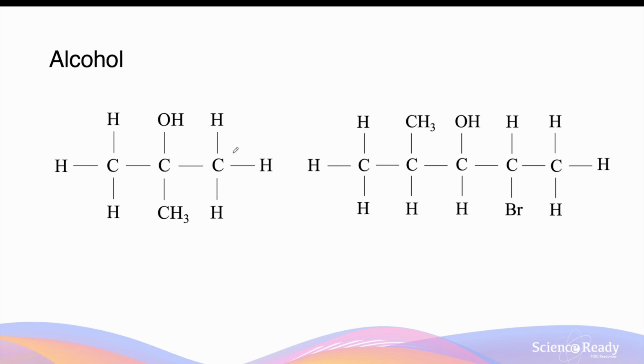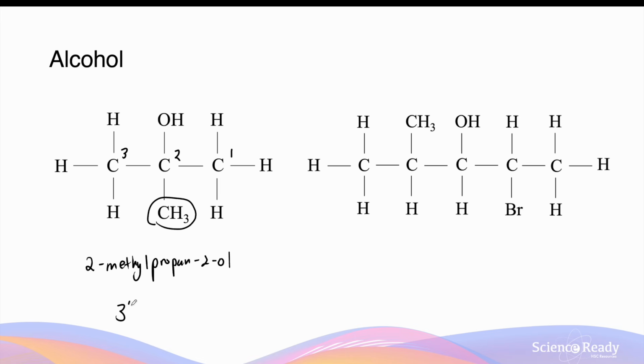In this molecule of alcohol, there's also 3 consecutive carbon atoms, and the alcohol is attached to the second carbon atom. So this is again propan-2-ol. In addition, there's also a methyl group attached to the second carbon, so we'll write this as 2-methylpropan-2-ol.